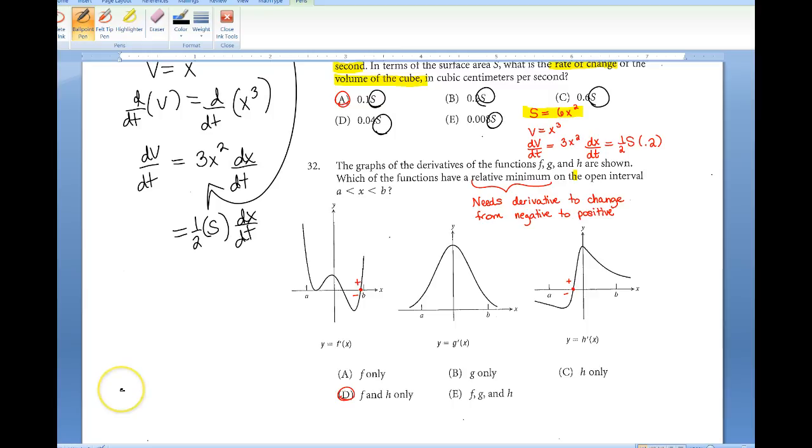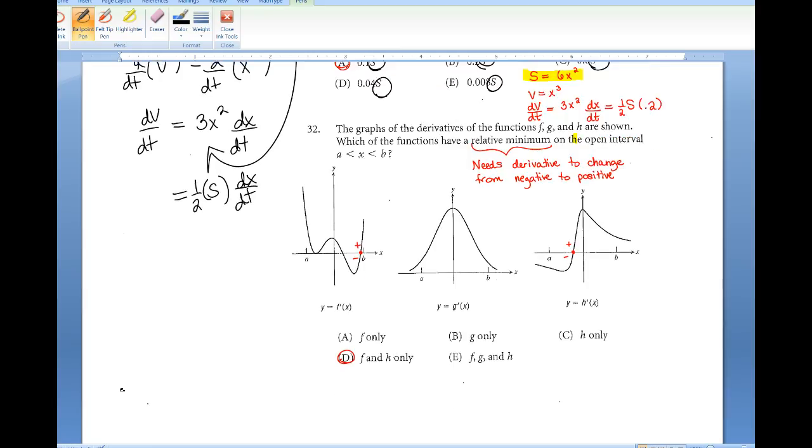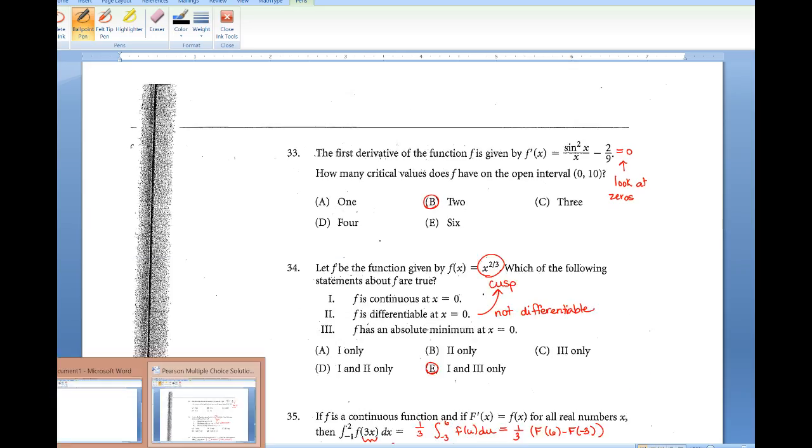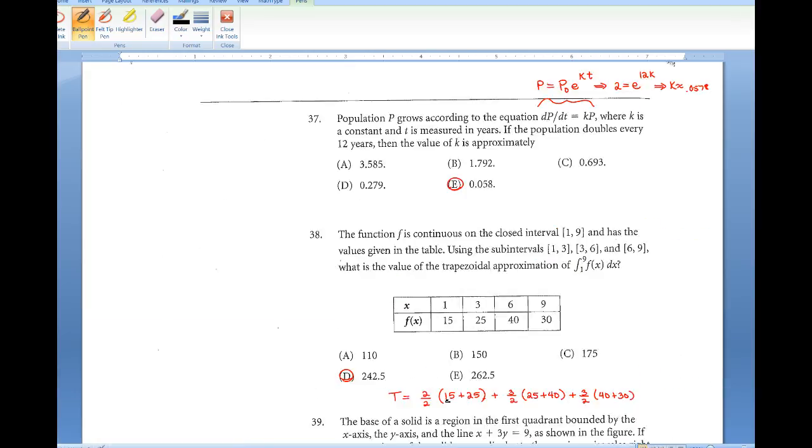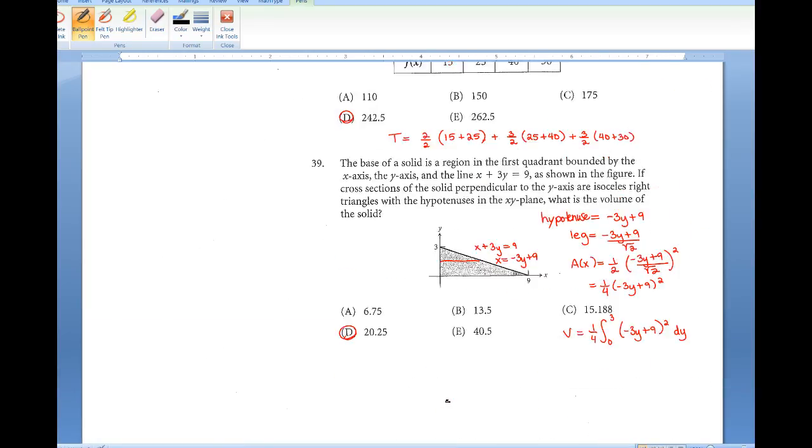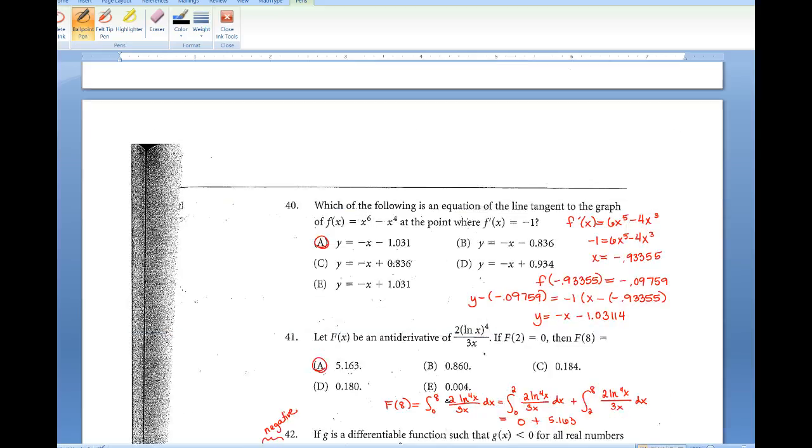Anything else on this multiple choice? There we go. I have question 40. On 40 I got stuck and I can't finish solving it. And 44. No, 44 is fine. Okay, 40.